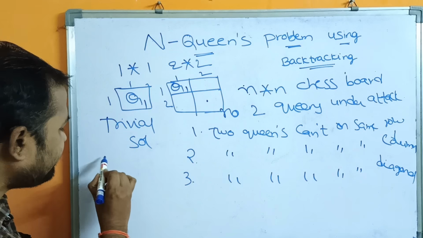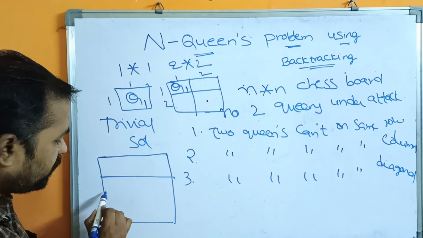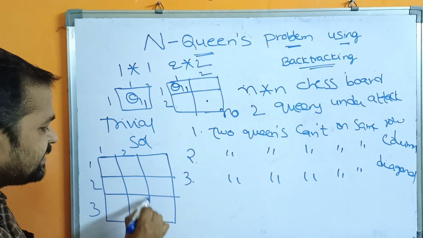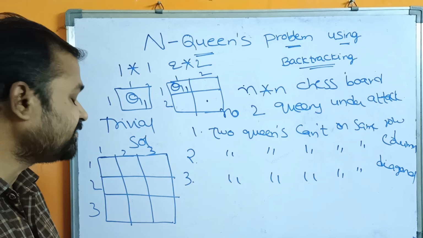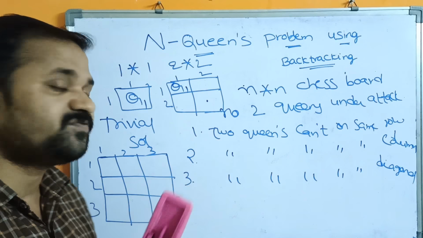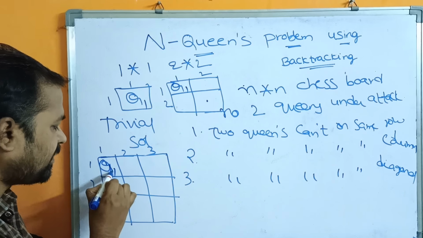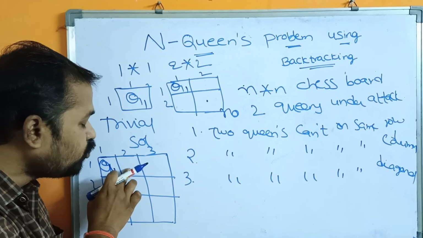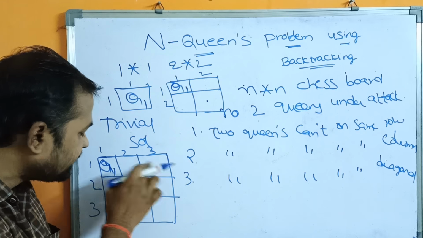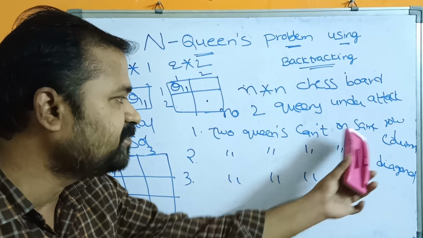Now let us take a 3 by 3 chessboard. It has three rows and three columns: first, second and third. How many queens do we have to place? We have to place 3 queens, because the size of the chessboard is 3 by 3. Let us place Q1 in the first row, first column. Next, we can't place Q2 in the first row, second column or the first row, third column, because they would be in the same row, and the same row means they would be under attack.